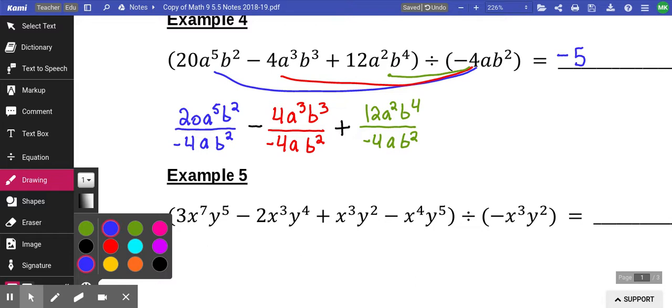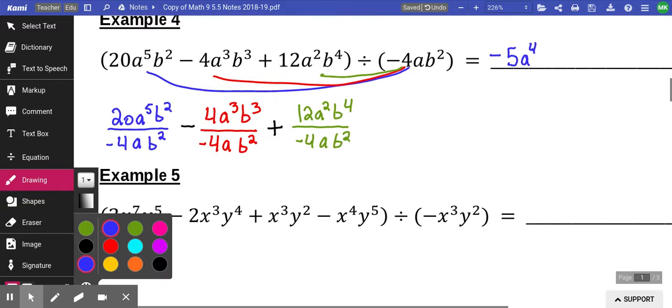I then have a to the 5 divided by a to the 1, which is a to the 4. I have b squared divided by b squared, which is b to the 0, which we don't write because it's just 1. Awesome.